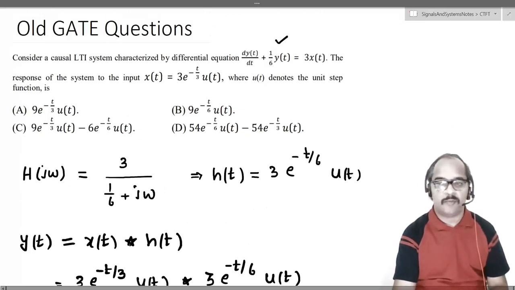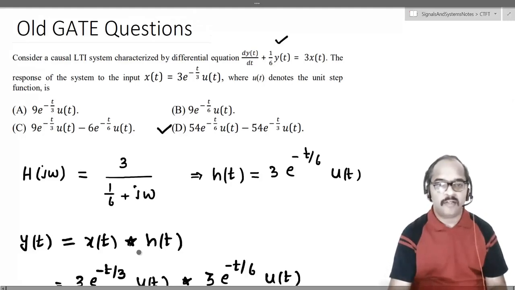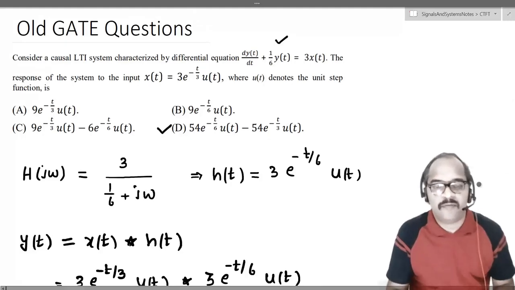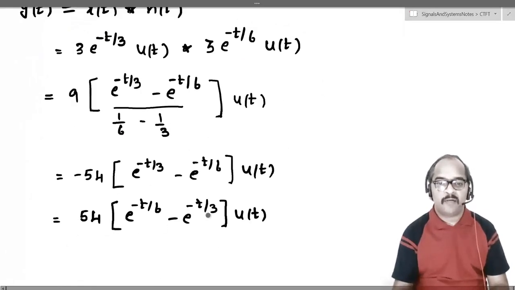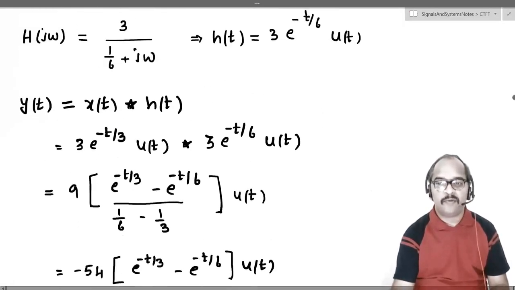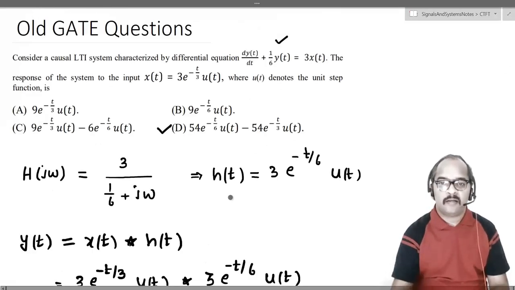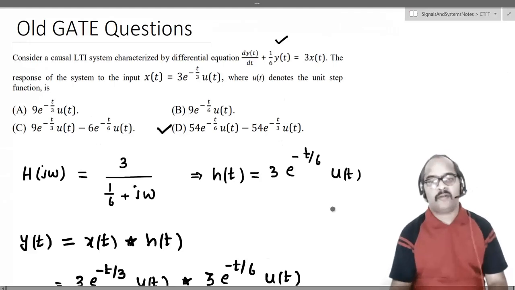Indirectly they are asking for the output. So which one matches here? This one. Choice D matches. So it is 54 e power minus t by 6 u of t minus 54 e power minus t by 3 u of t.